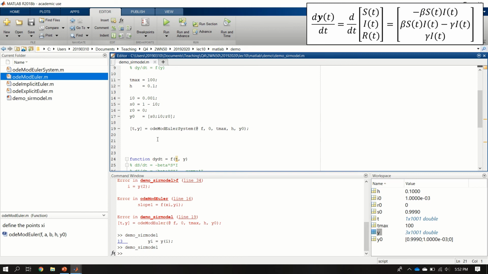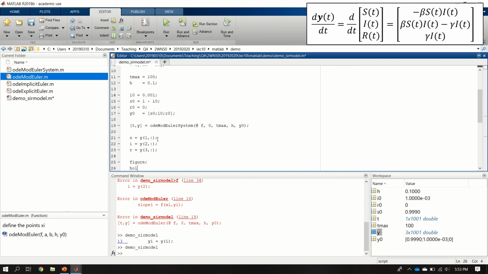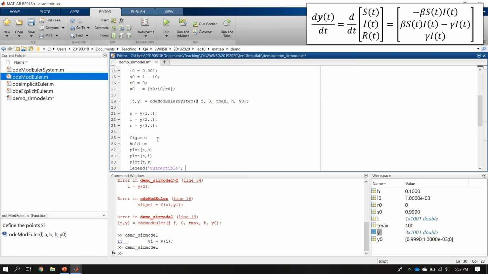So obviously it makes more sense to plot this solution. We know that the first row of y is the amount of susceptibles in time, the second row of y will be the amount of infected, and the third row of y is the amount of recovered. Let's plot this. I'll draw this in a new figure. I'll draw everything together. So hold on, plot the time and the susceptibles, plot the time and the infected, and finally plot the time and the recovered. We'll also add a legend: susceptible, infected, recovered. Okay, let's run it now.